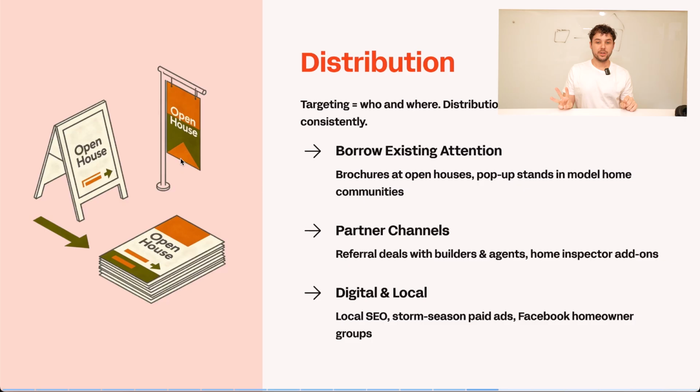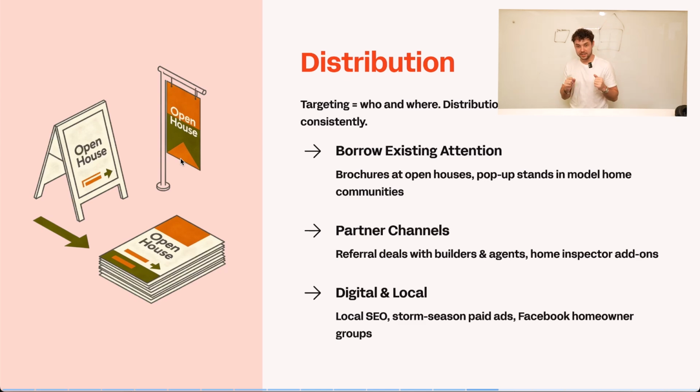So there's really 3 ways to do this. We can borrow existing attention. So that's the brochures at open houses example, or pop-up stands in the middle of a model home community. Next is partner channels. So this is referral deals with the real estate agents, or maybe a home inspector comes to your house and tries to sell you this as an add-on. And then next is digital and local. So this is your online marketing on social media, SEO, paid ads during storm season, or a Facebook owners group, okay? So really try to think of it those 3 ways.